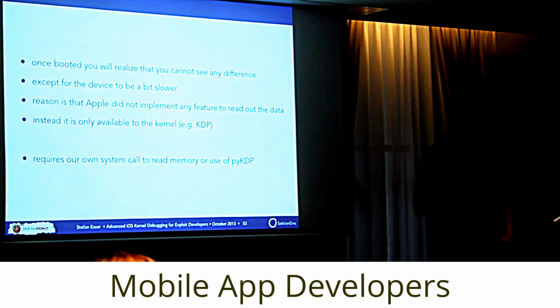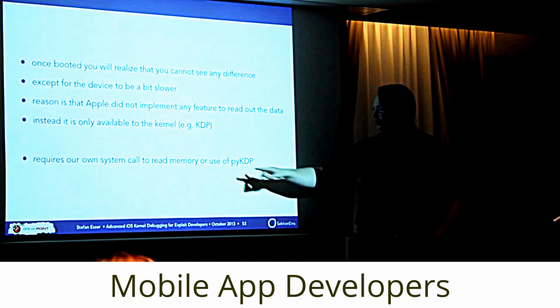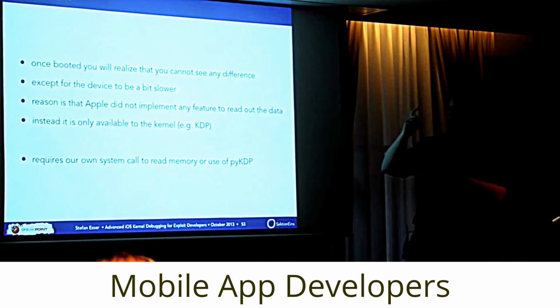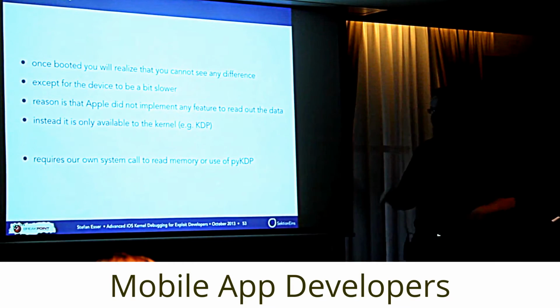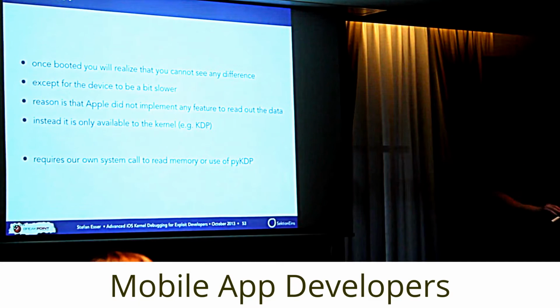So depending on your current requirement, you can either do it really via PyKDP, or you first have to do the NMI one, and then you can use PyKDP, or you have your own system call, and then you do it from within your exploit and check it. That's my preferred version normally.